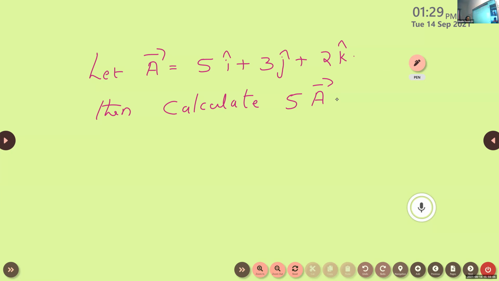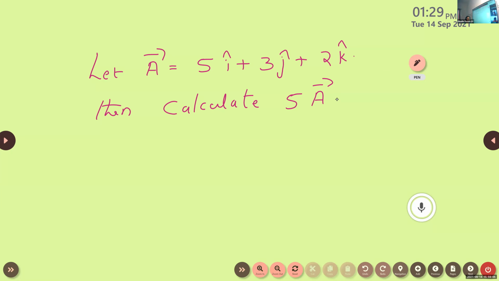So, according to our second characteristic, if M is a positive quantity, only the magnitude of the vector will change by a factor M and its direction will remain the same. So there is no change in the direction here. Only the magnitude is changed, by a factor of 5, giving 25 i cap plus 15 j cap plus 10 k cap. There is no change in the direction.